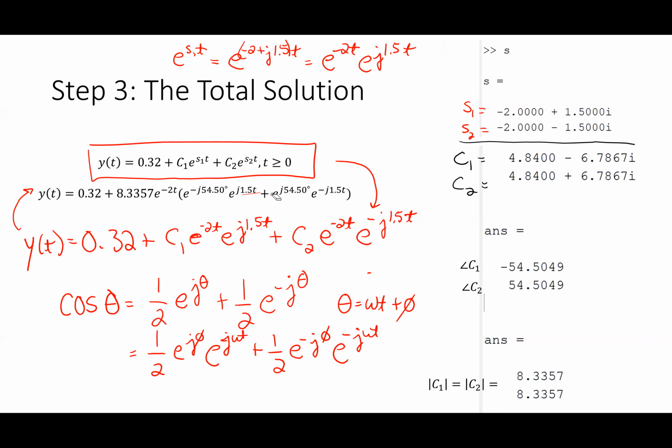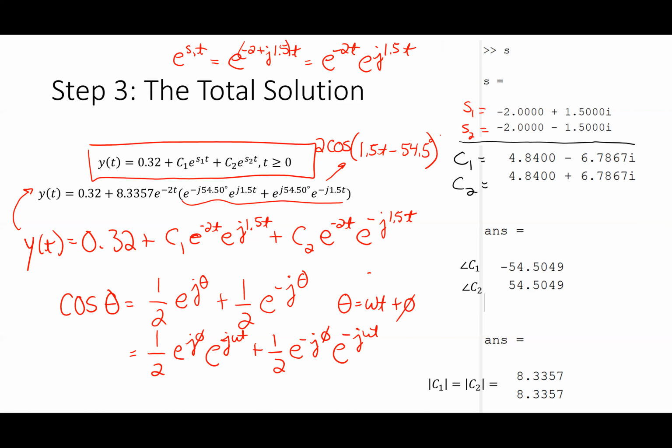So help me use this Euler's identity to turn this into something here. How do I turn this expression into something? This becomes a cosine, doesn't it? What's that cosine going to be? Cosine of what? Would it be 2 times the cosine of 1.5t minus 54.5? Yep, 2 times the cosine of 1.5t minus 54.5 degrees, like that. Okay.